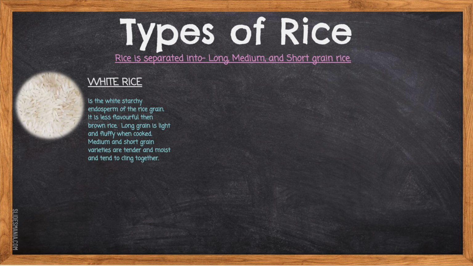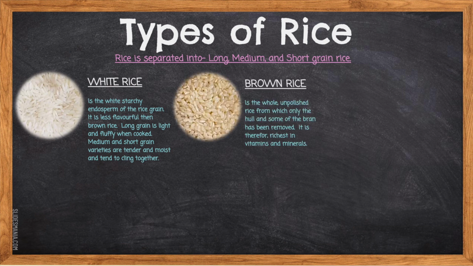Long grain is light and fluffy when cooked. Medium and short grain varietals are tender and moist and tend to cling together. Next category of rice is brown rice. It is the whole unpolished rice which only the hull and some of the bran has been removed. It is therefore the richest in vitamins and minerals.